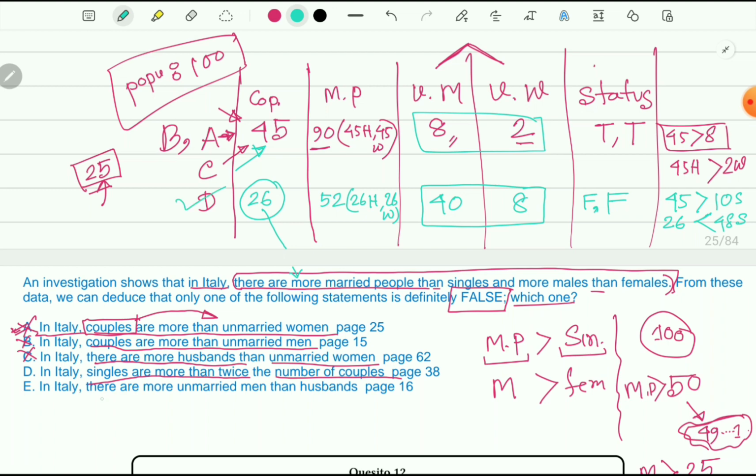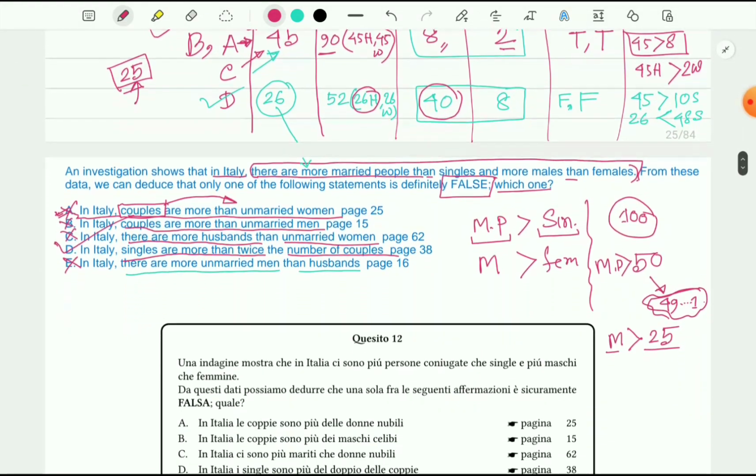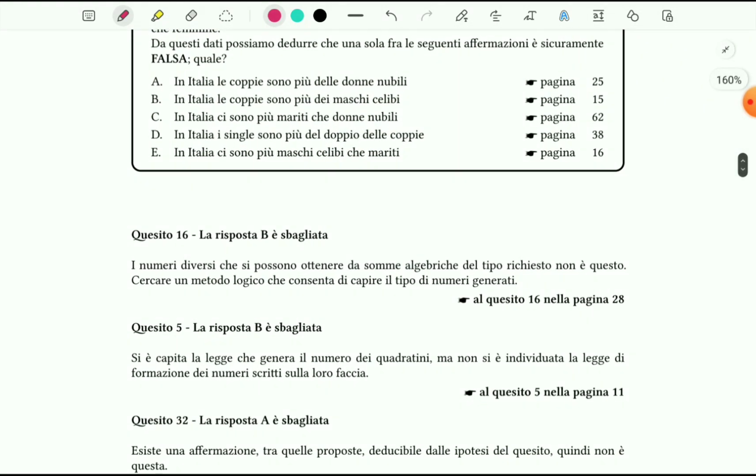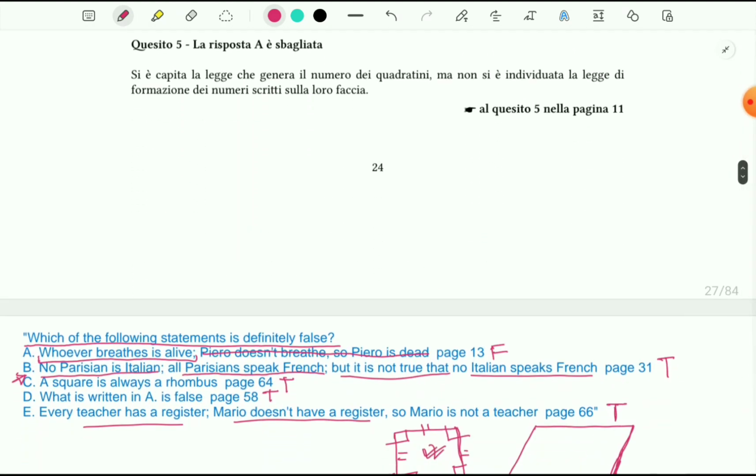Let's talk about option E. There are more unmarried men than husbands. For this case in particular, unmarried men are 40 and husbands are 26. So option E is also possible, therefore option E is true, which is not the correct answer. Therefore our correct option is D. I hope you understood. Please let me know your opinions, and if you have any questions, please write in the comment section. Let's move on to our next problem.